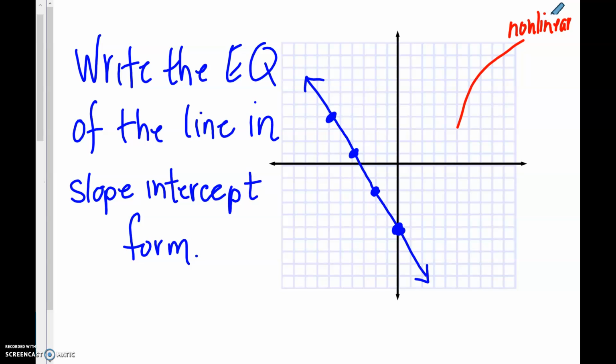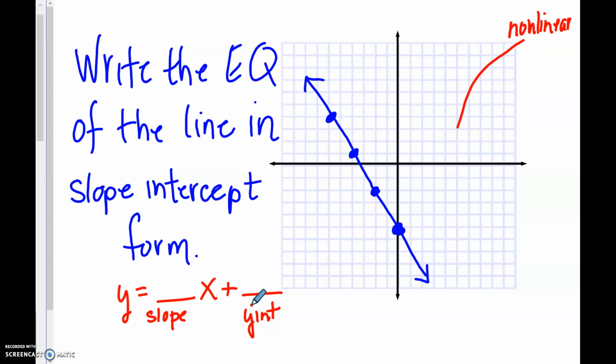All right, the last thing here is they want us to write an equation from a graph. So it's the same thing. Y equals blank x plus blank. So we're still counting and finding our slope, and I still need to find my y-intercept. So for me, the y-intercept is probably the easiest one to find.